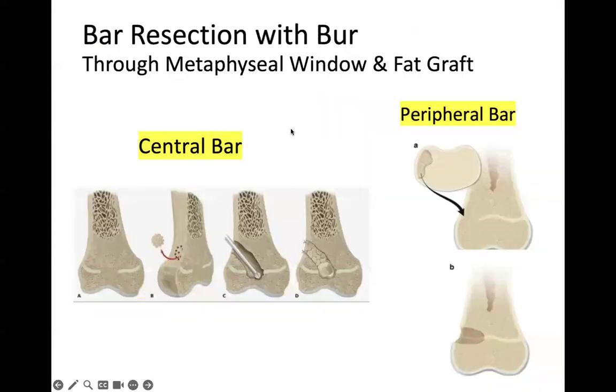This is the bar resection with a burr through a metaphyseal window after localization of the central bar through the CT scan physeal bar mapping. Make a window from here, and do burr resection of the bar till cartilage appears on both sides, and the fat graft is inserted. Here, a lateral window is formed for lateral peripheral bar resection.